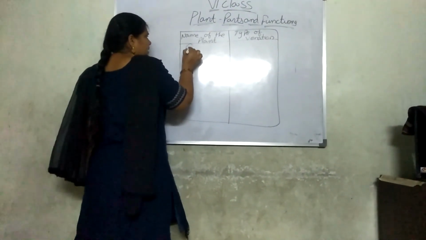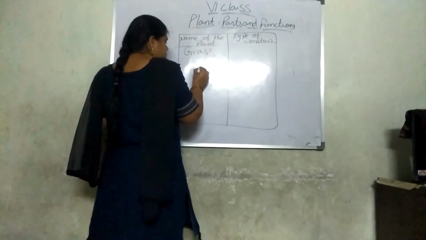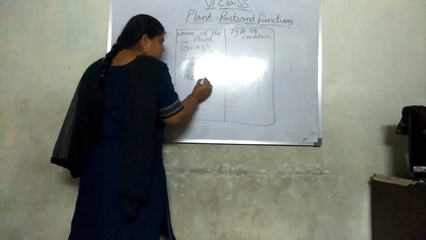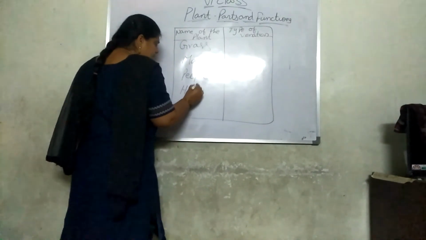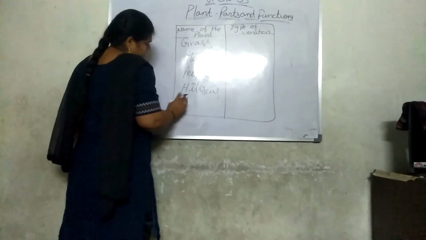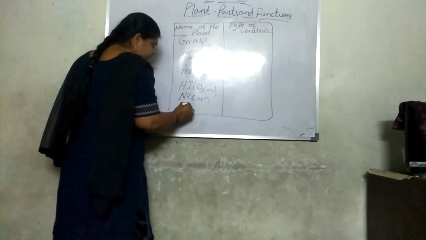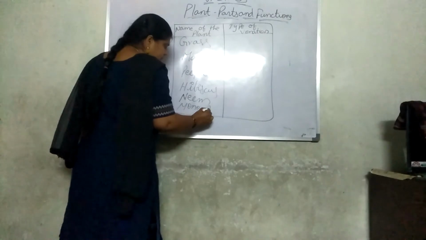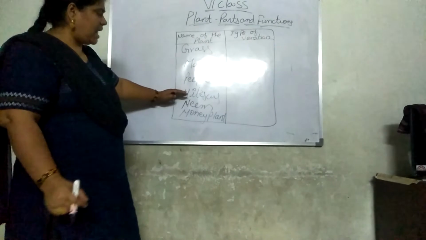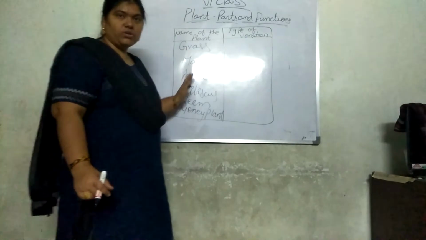First one is grass. Second one is mango. Third one is peepal. Fourth one is hibiscus. Fifth one is neem. Sixth one is money plant. These are the few examples we are taking: grass, mango, peepal, hibiscus, neem and money plant. In that, which type of venation do these particular plants have?